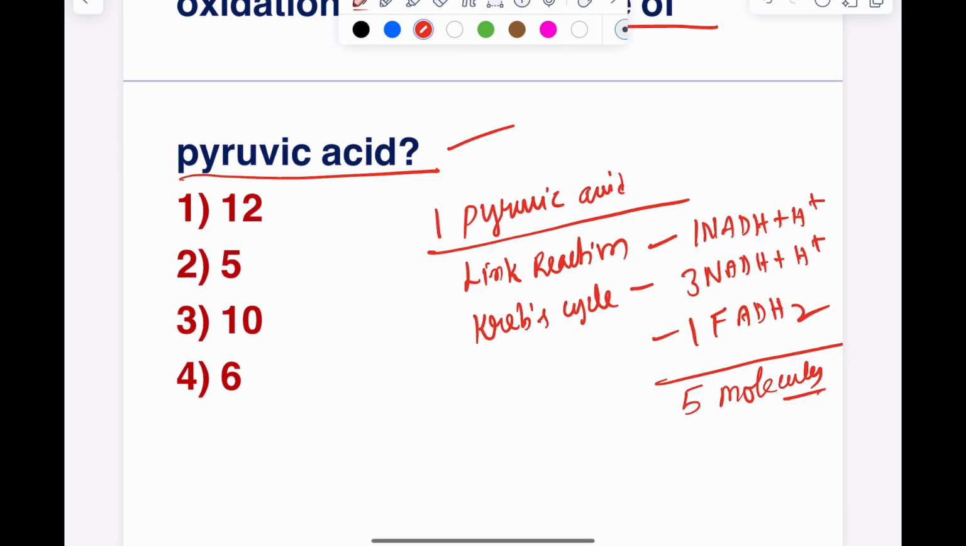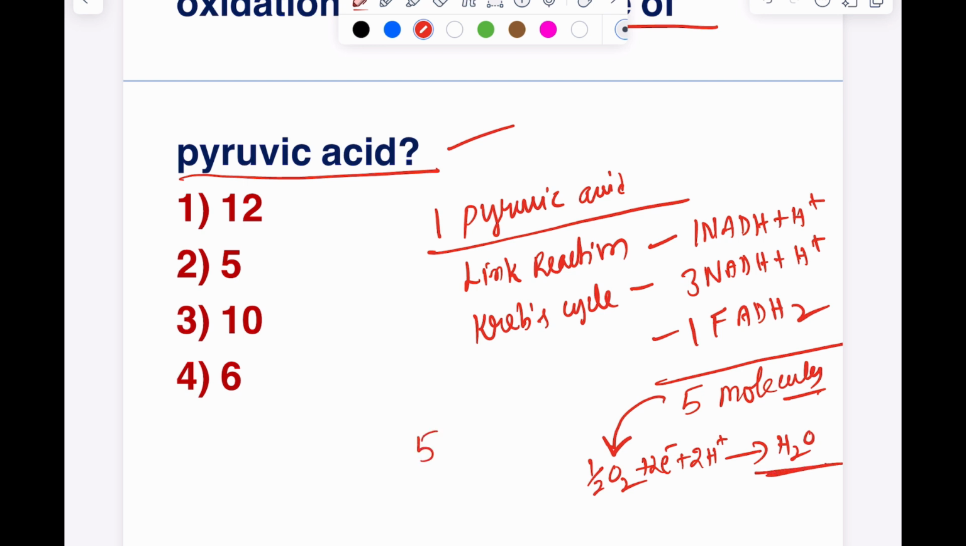So each molecule completely oxidized, that electron finally accepted by oxygen plus 2 electrons plus 2 protons gives 1 metabolic water. 1 molecule, 1 metabolic water. What about the 5 molecules? 5 metabolic water will be produced in electron transport system. Answer will be 5.